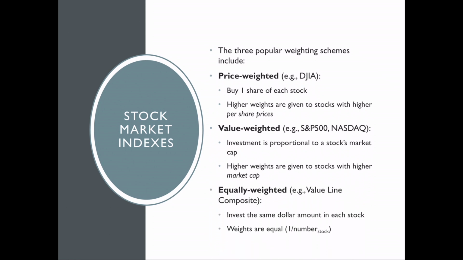And then you have equally weighted, or Value Line Composite, which invests the same dollar amount in each stock, so the weights are equal. On the upcoming slides we're going to do an example where we have two stocks. How are the valuations calculated with price weighted, value weighted, and equally weighted?